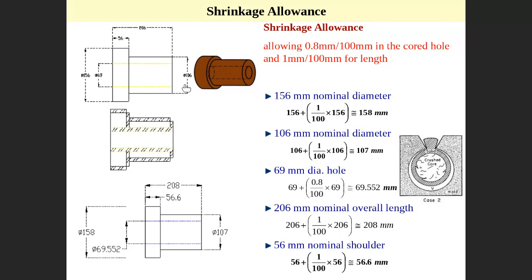106 also, the other diameter is 106, which is this diameter. Can you see that? Also we multiply by 0.01, which is a percentage, 1%. 1% multiplied by 106, then you get this. So all dimensions, even internal dimension, which is this one, core is 69. 69 as a core multiplied by 0.8 per 100, because this is a core, this is the length. Then 0.8 per 100 for 69, then you get the new core.